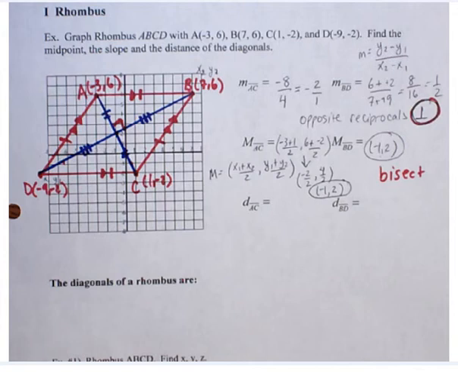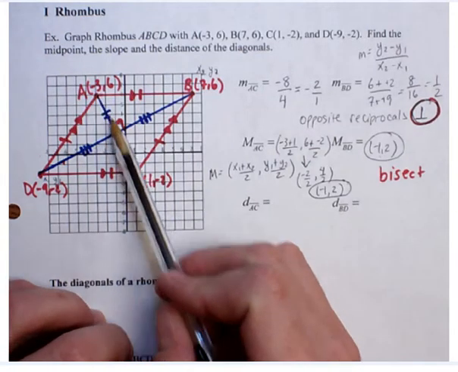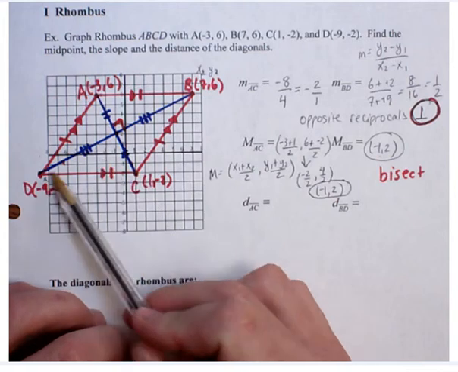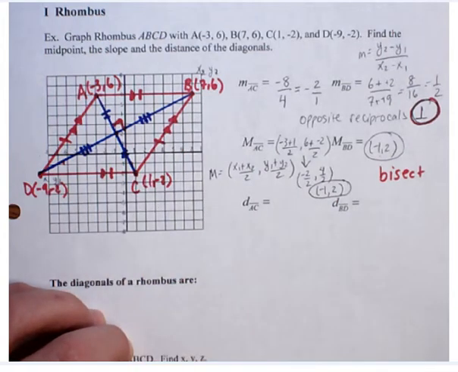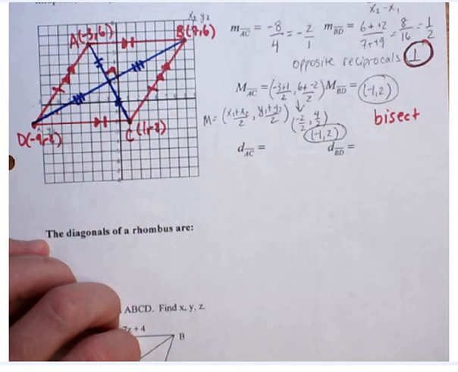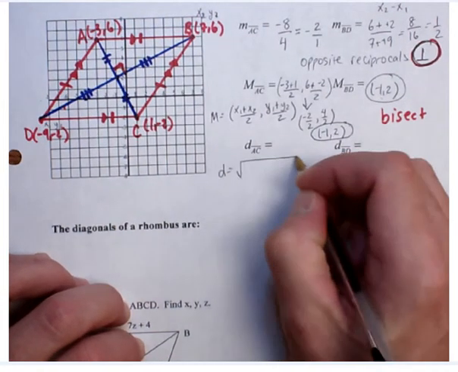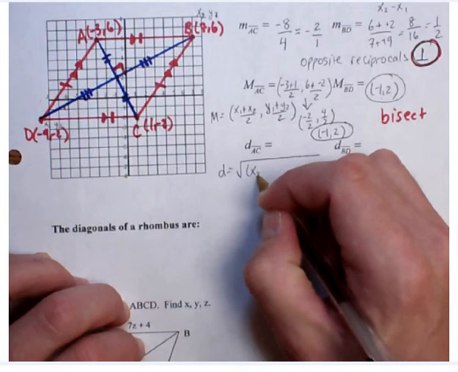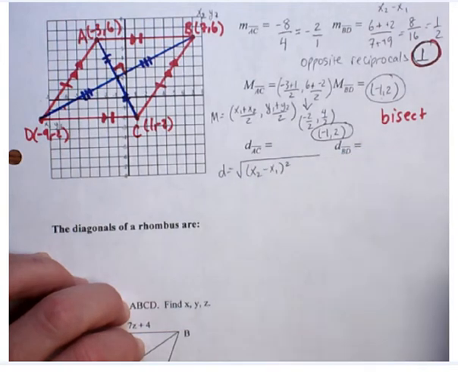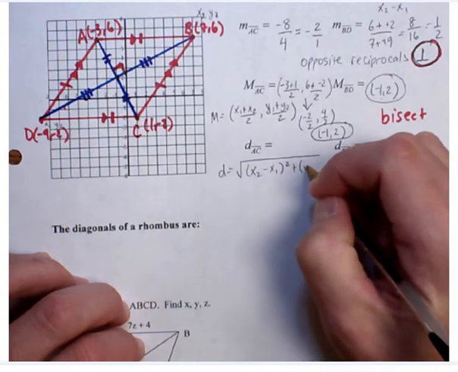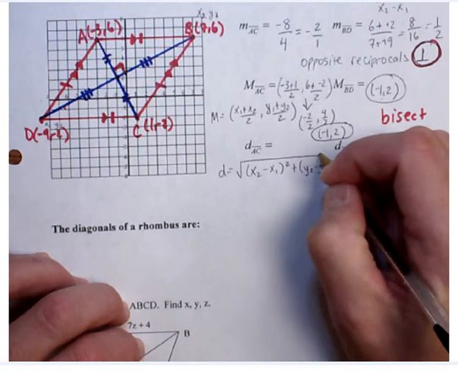The last thing is to look at diagonals. Now yesterday for a rectangle, we discussed the fact that diagonals are congruent. Now it certainly looks that AC is shorter than DB, but let's go ahead and verify it. We'll do the distance formula. This is good practice here. Distance is square root of x2 minus x1 squared plus y2 minus y1 squared.